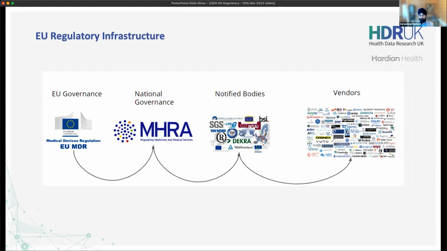Now, look at the terms. There are notified bodies and approved bodies. More or less, they're exactly the same thing. An approved body is allowed to give UKCA. A notified body can give you an EU CE mark. That's the difference between the two.